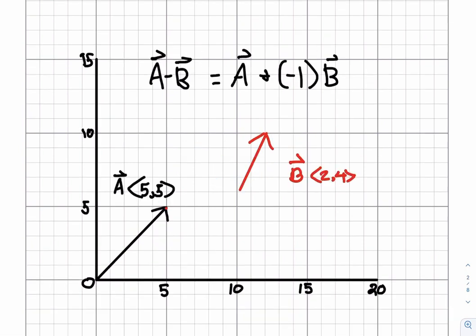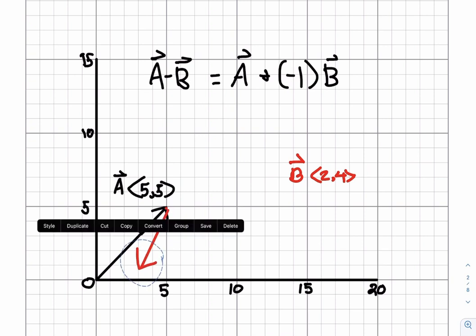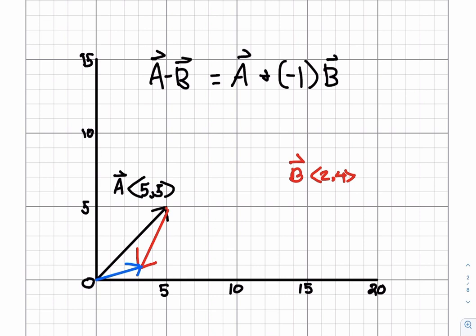Now, let's use these same vectors to find a minus b. We can change a minus b into a plus b times the scalar -1. To multiply b by -1 graphically, we shall reverse the direction of the vector. Then, using tip-to-tail technique, we can find a plus -1b. This resultant vector is 3, 1.